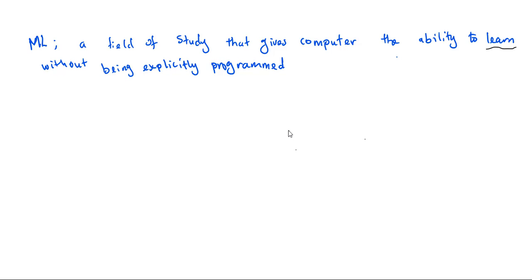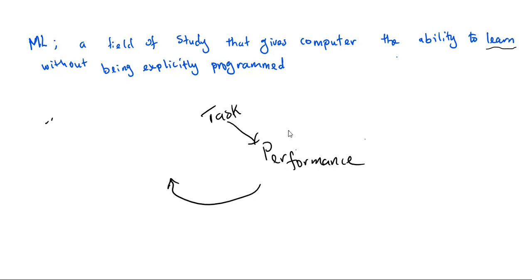So from this definition, assuming we have a task T, and this task T is measured by P, so we have P and our task, and this measurement is our performance. If the performance on this task is high, that means our experience on this task is also high. So this is how our computer actually learns.